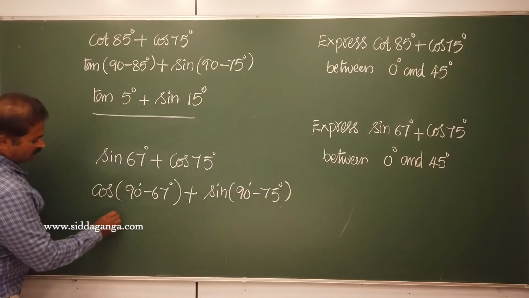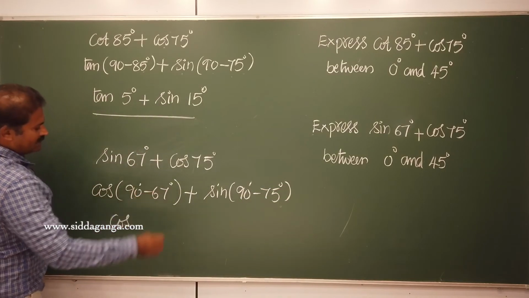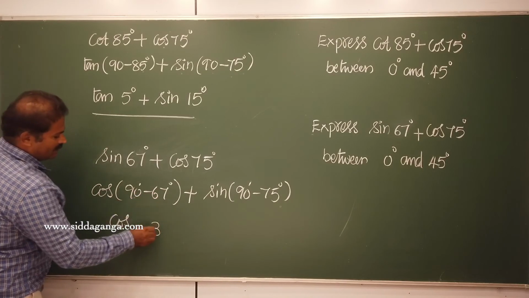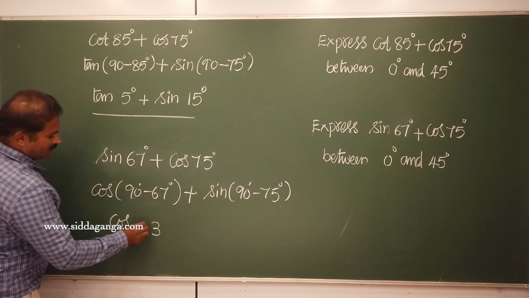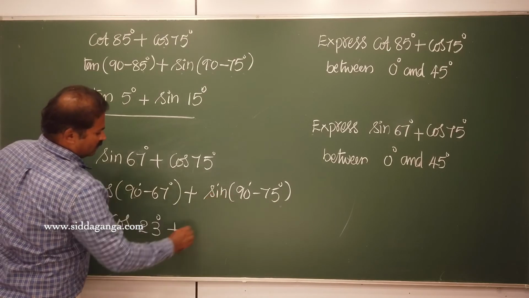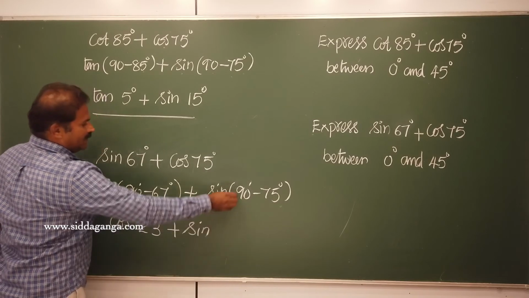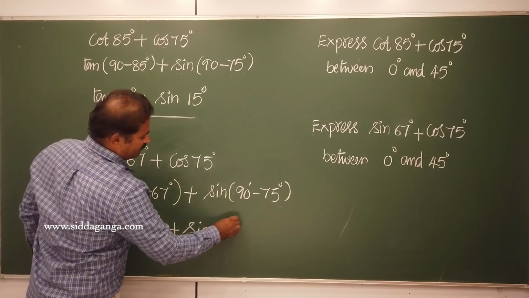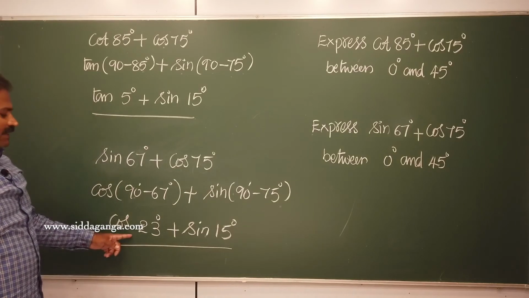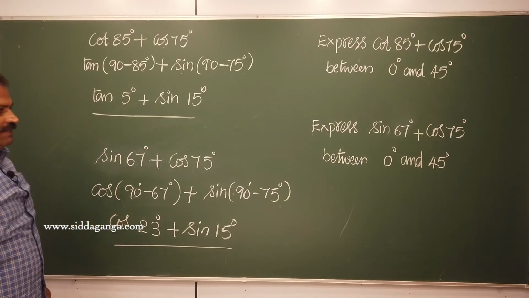So now you have cos. What is 90 minus 67? So 10 minus 7 is 3 and you have 8, 8 minus 6 is 2. So cos 23 degrees plus you have sine 90 minus 75 is 15 degrees. So now you have the values less than 45 degrees, between 0 and 45 degrees.